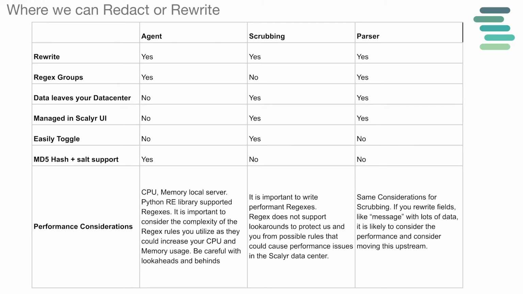You could easily toggle scrubbing rules, which is a really nice benefit to doing that. But scrubbing does not support regular expression groups, and you cannot hash data. But you can hash data within the agent. There are a lot of performance considerations to consider.